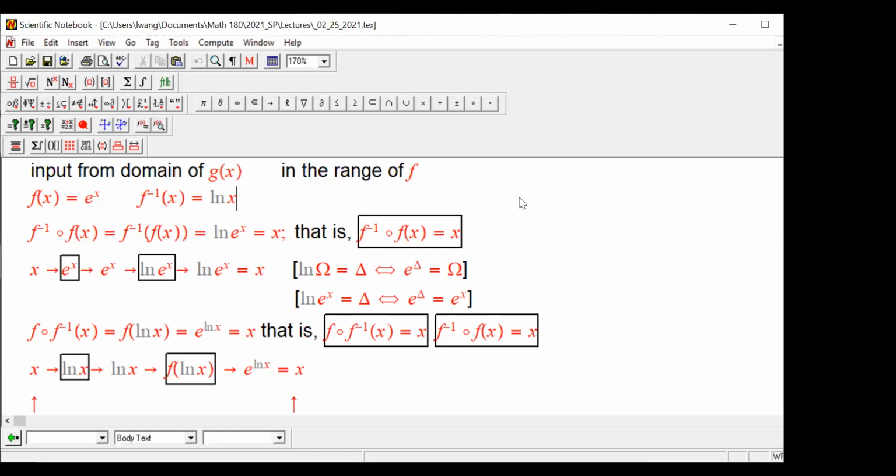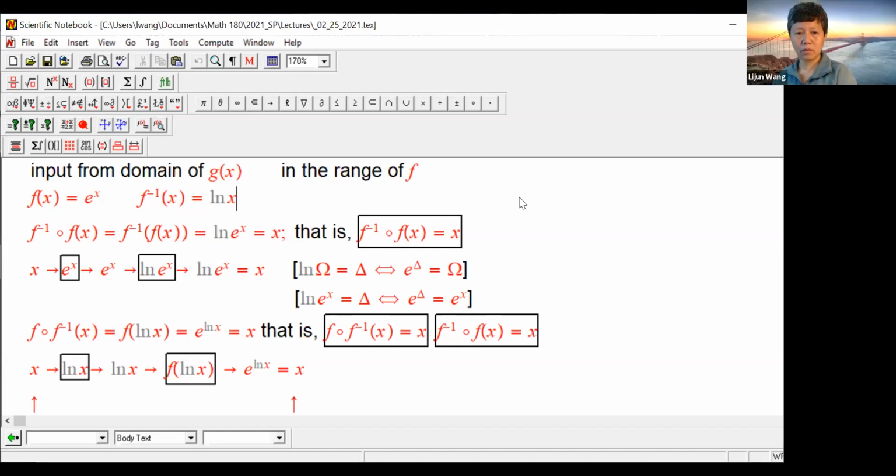Do you want them or the domain, range? Self-check. Okay, self-check.